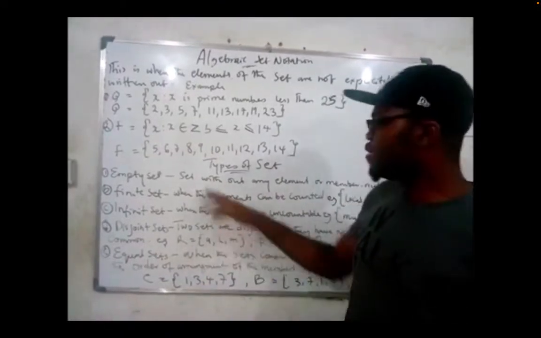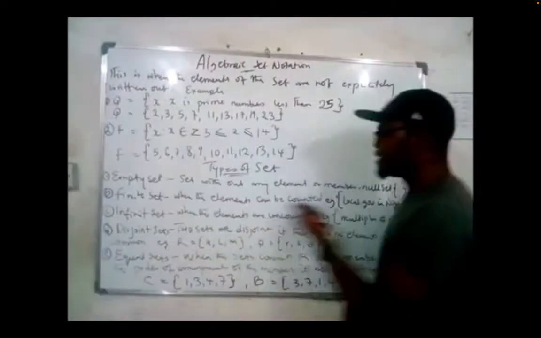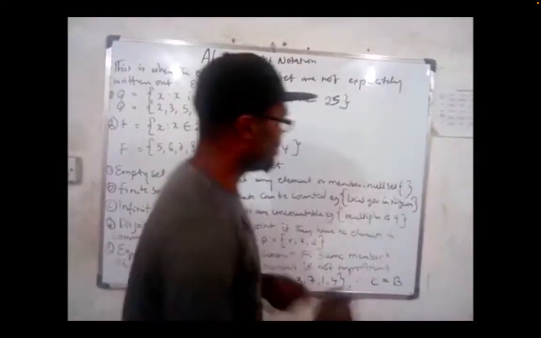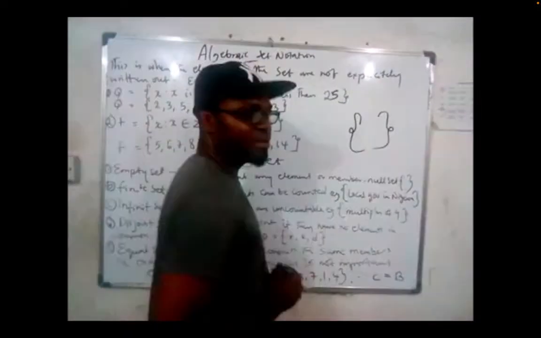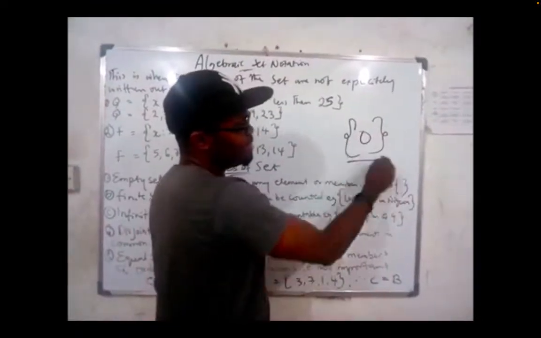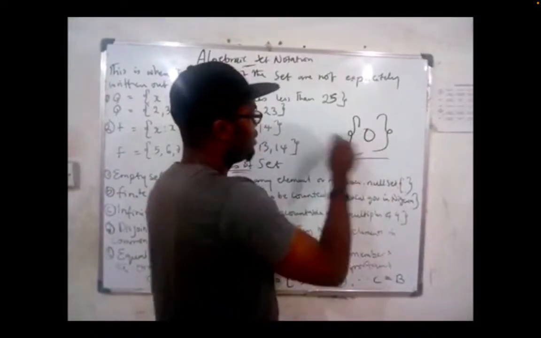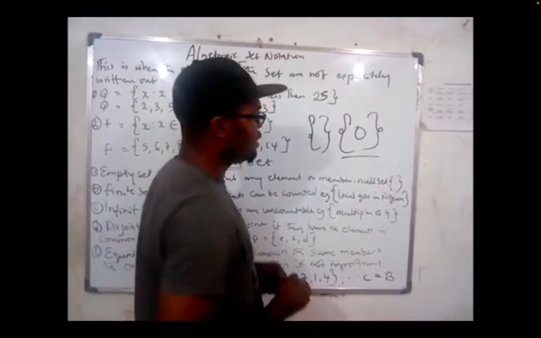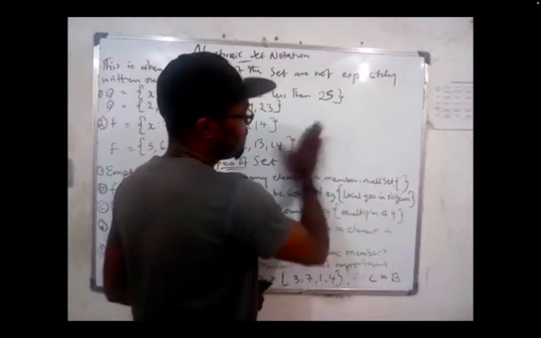Is that clear? Now we look at the types of sets. An empty set is a set without any element. An empty set is a what? Any set that does not have any element. This is how you say this is an empty set. What's the difference between this set and this other set? This other set is not an empty set because it has an element, 0. This is what we call an empty set, a set without anything. Another word for empty set is null set.